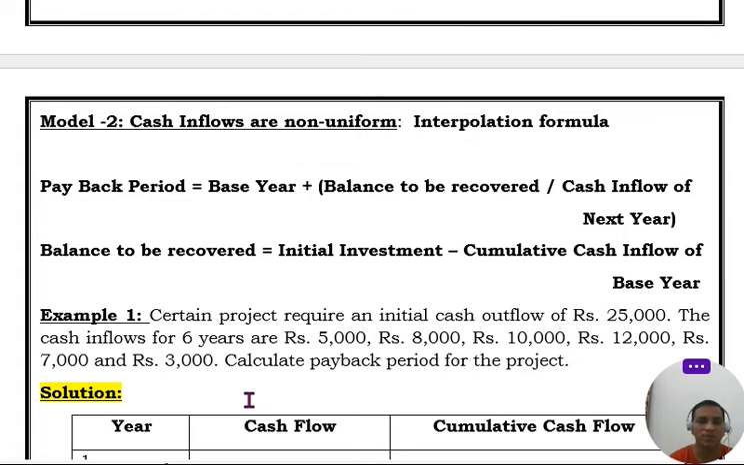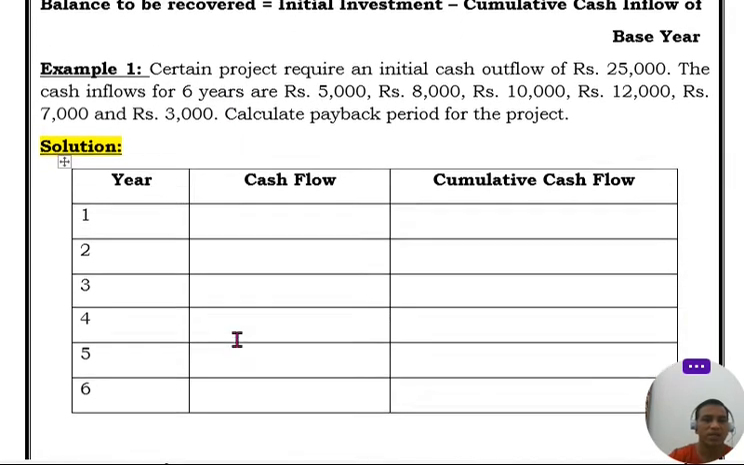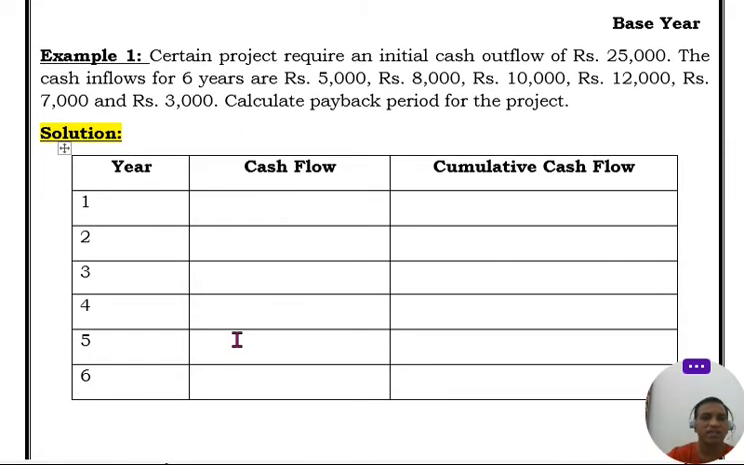Let us solve one problem. So let us see the problem. What is the question? A certain project requires an initial cash outflow, the cost of the project, of 25,000 rupees. The cash inflows for 6 years are given: 5,000, 8,000, 12,000, 7,000, 3,000. Calculate the payback period for the project.